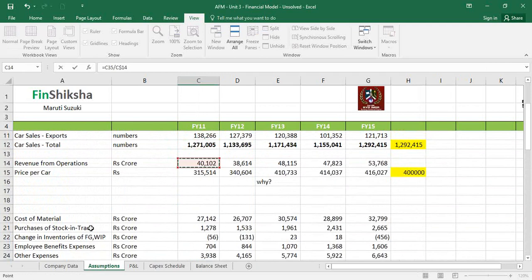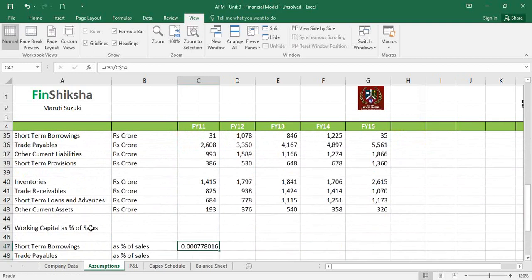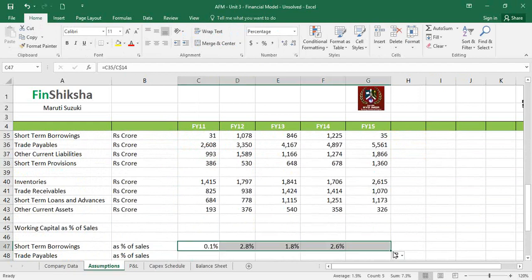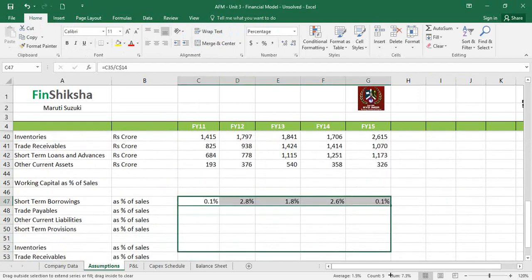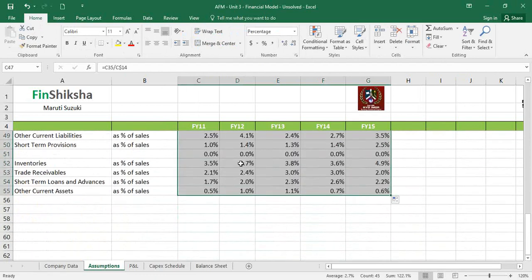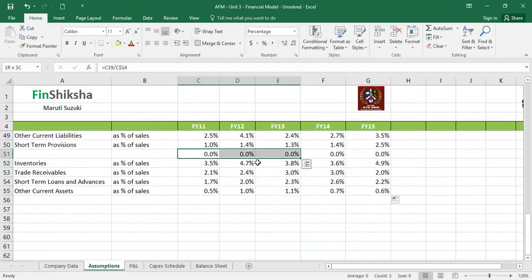And I need to freeze the row but not the column. So we do this, we format it. So in terms of formatting, this becomes a very small number, short-term borrowings. We drag it here, we drag it down. And we find in terms of percentage of sales, the numbers are available.